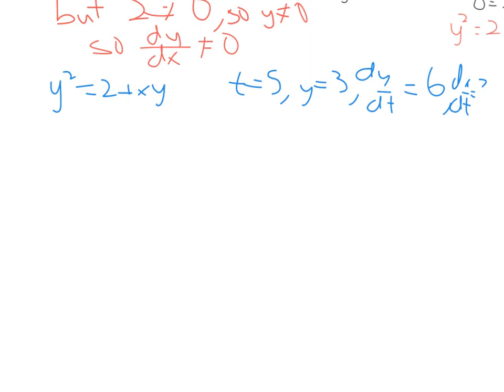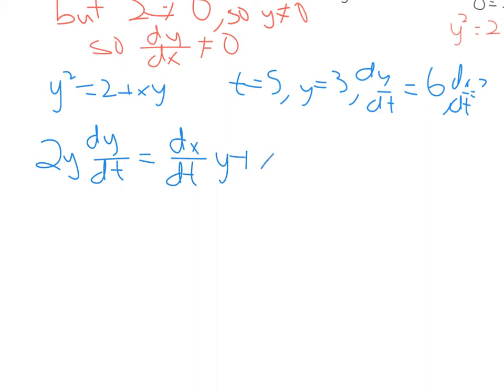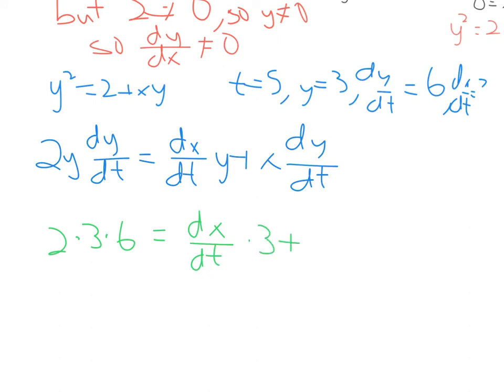So the derivative, so 2y dy dt, the derivative of 2 is 0. Derivative of xy is dx dt times y plus x times dy dt. So y is 3. 2 times 3, dy dt is 6. dx dt I don't know. y is 3. Ooh, x I don't know. And then dy dt is 6. But wait, do I know x?